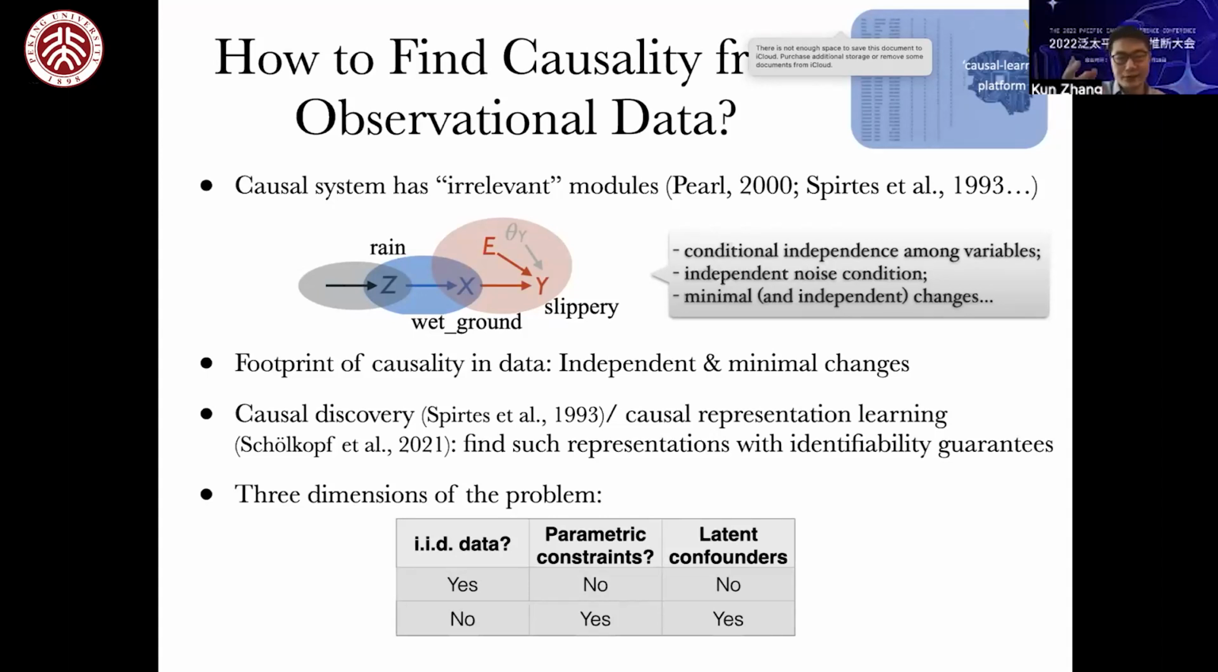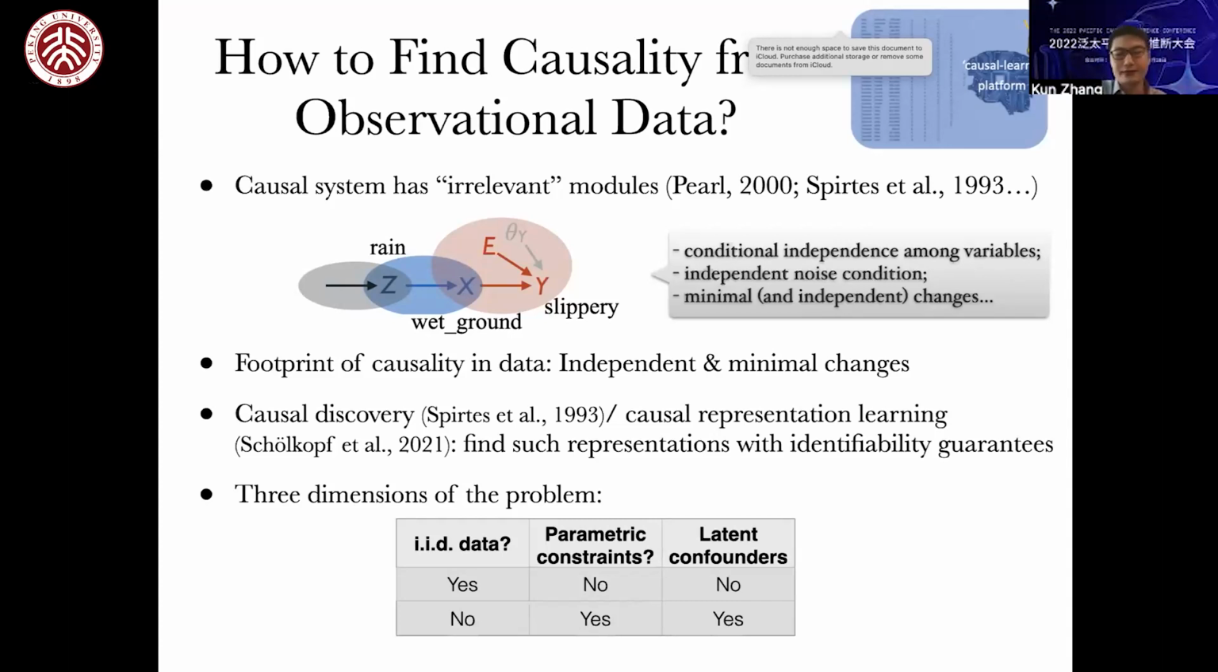Then the modularity condition says that those causal modules are not related. And as a direct implication of this modularity condition, you can see several things. First of all, you can see conditional independence relations among the variables, although they may be dependent. And second, you can see the independent noise condition. Here E, the noise term, would be independent from X, because they were involved in different modules. We know that the different modules are not related to each other.